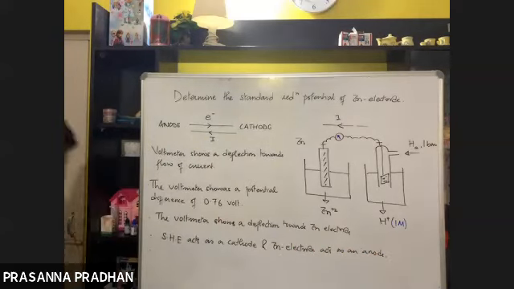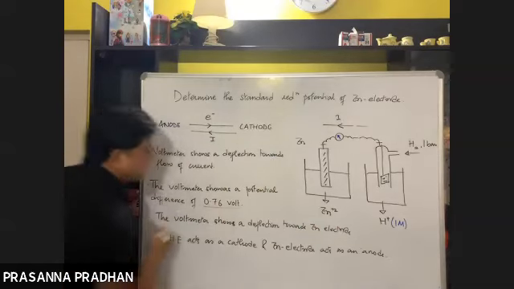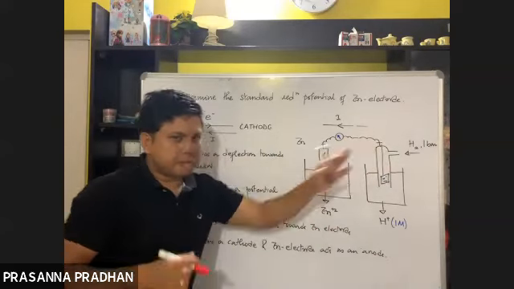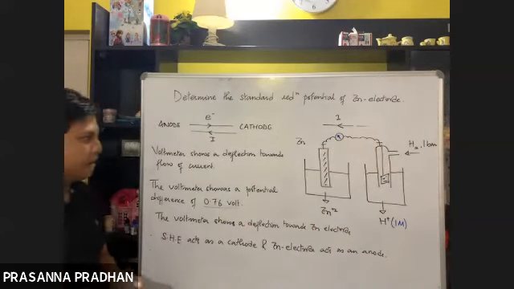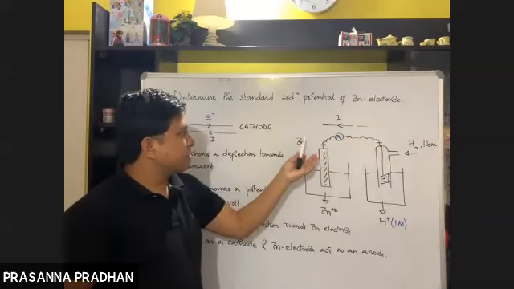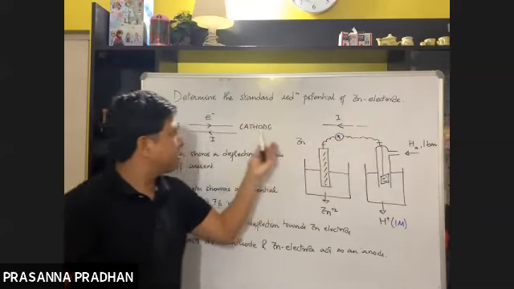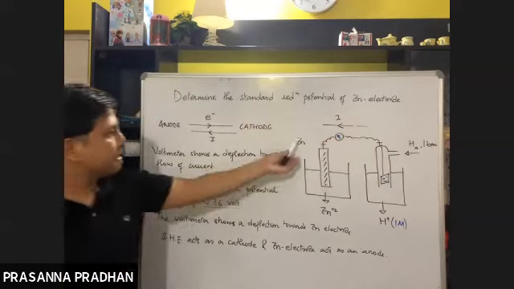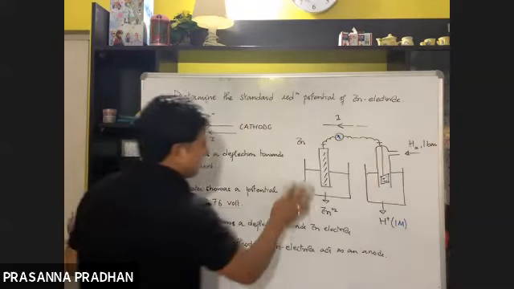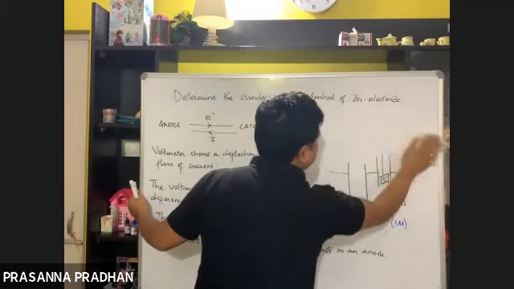So these are the things which you should remember. What is the first thing you should remember? The value of cell potential, 0.76 volt. And when zinc electrode is coupled with a standard hydrogen electrode, current flows from standard hydrogen electrode to zinc electrode, means standard hydrogen electrode is the cathode and your zinc electrode is the anode. Is that okay? Now I'm going to apply the formula.